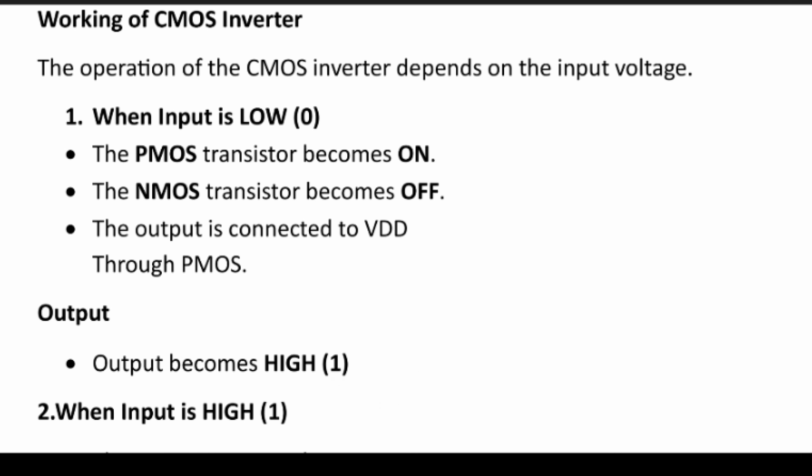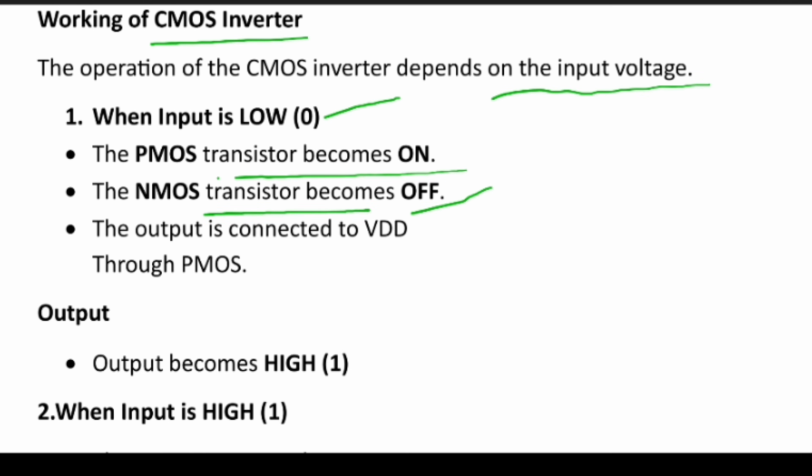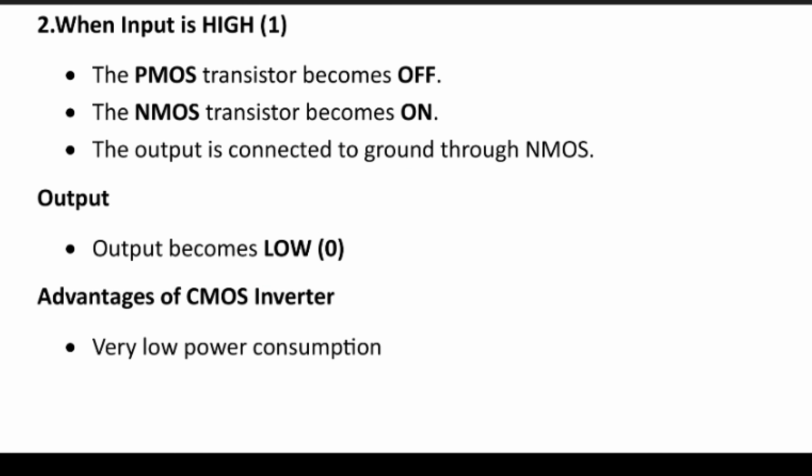The working of the CMOS inverter depends on the input voltage. When the input is low, the PMOS transistor is on, the NMOS transistor is off, and the output is connected to VDD through the PMOS, so we get a high output voltage. When the input is high, the PMOS transistor is off, the NMOS transistor is on, and the output is connected to ground through the NMOS, so the output is low.